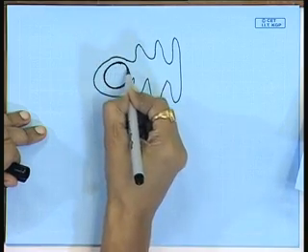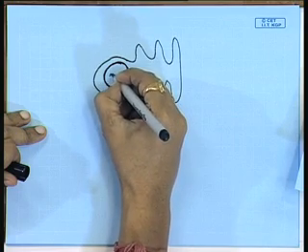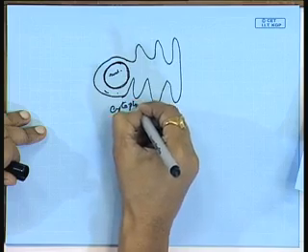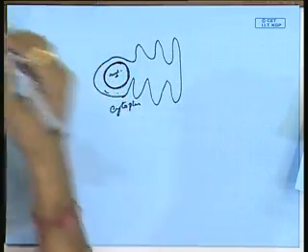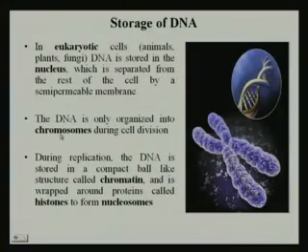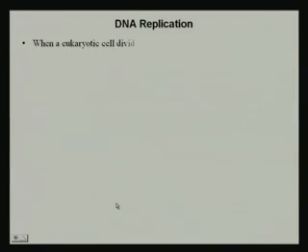This is the nuclear envelope which is separating the nucleoplasm from the cytoplasmic fluid. And here inside, the nucleic acid or the chromosomes are there. DNA is organized into chromosomes during cell division. During replication, the DNA is stored in a compact ball-like structure called chromatin and is wrapped around the histone protein to form nucleosomes. So, these are some of these things.